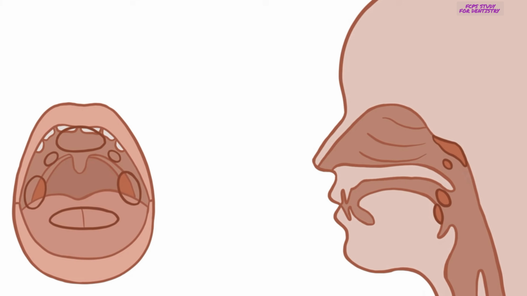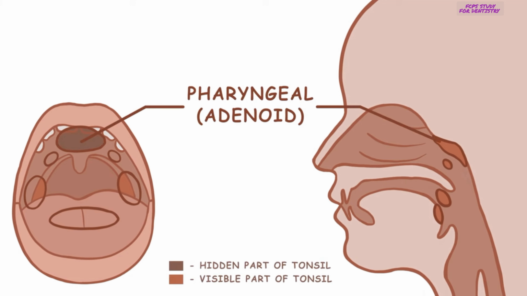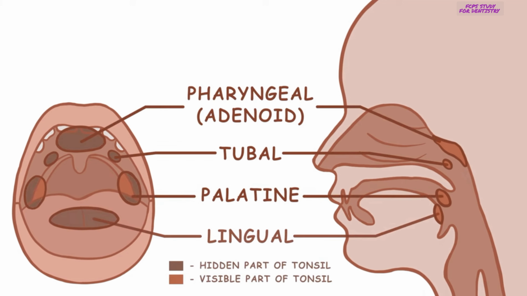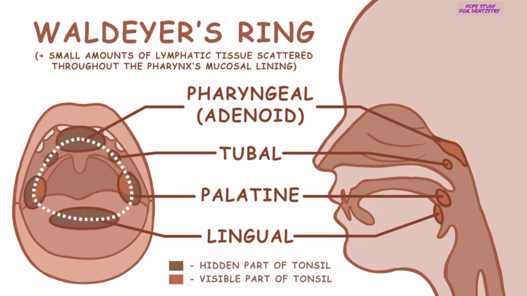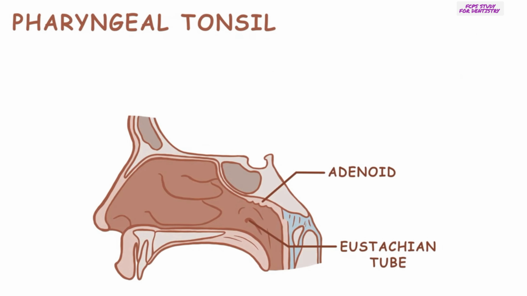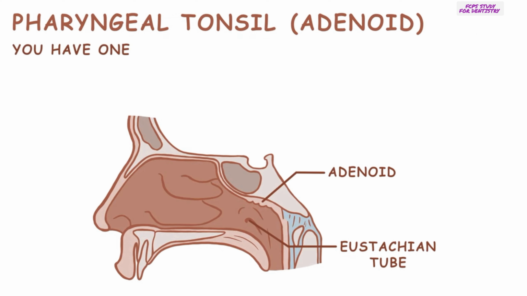Top to bottom, these are the pharyngeal, tubal, palatine, and lingual tonsils, which, together with small amounts of lymphatic tissue scattered throughout the pharynx's mucosal lining, make an incomplete ring of lymphoid tissue called Waldeyer's ring. The pharyngeal tonsil is also called the adenoid, and you have one of these.